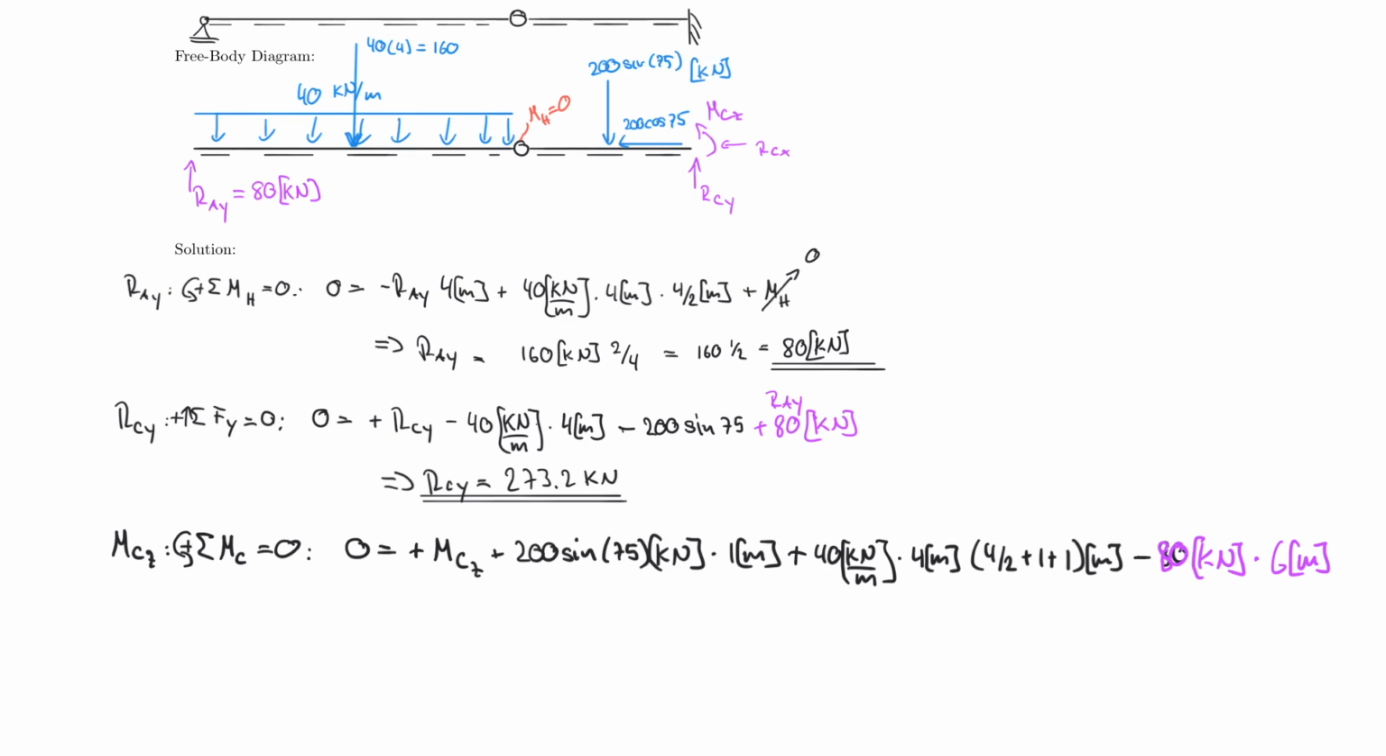And now I have all my forces that I need to consider, or all my rotations that I need to consider, and I can calculate that MCZ is actually equal to, be careful, it's minus 353.2 kilonewton meter. And what the minus means in this case is that I was wrong. I assumed it to go counterclockwise, so therefore it's in reality clockwise. So clockwise is what that means. And that is a result.